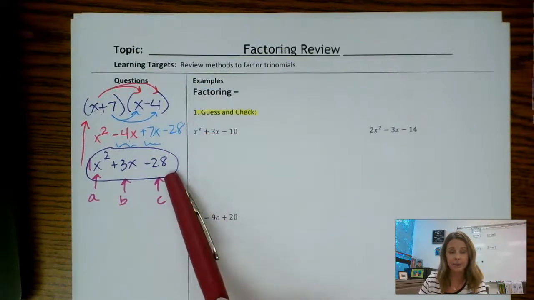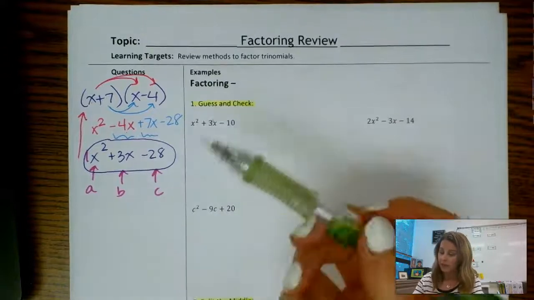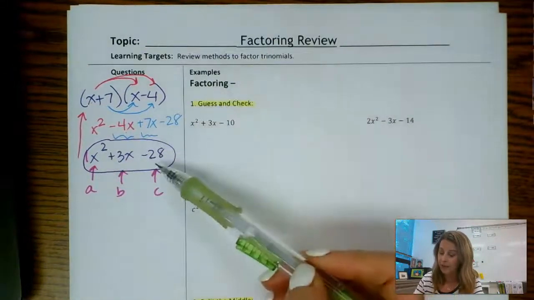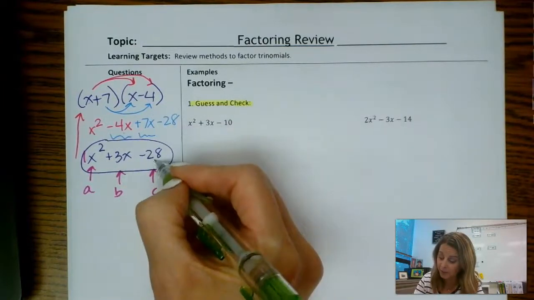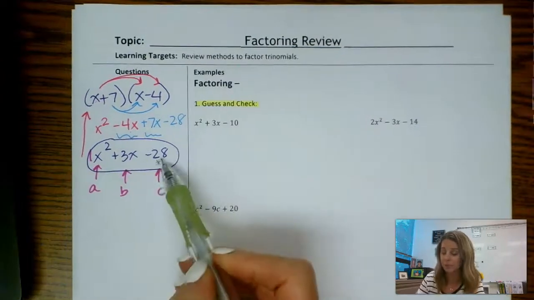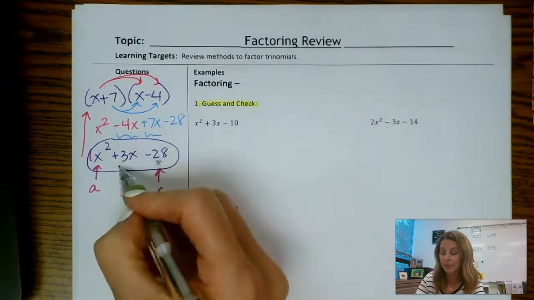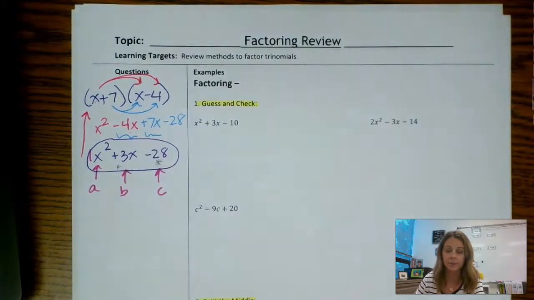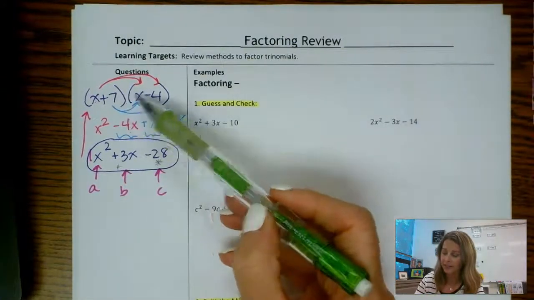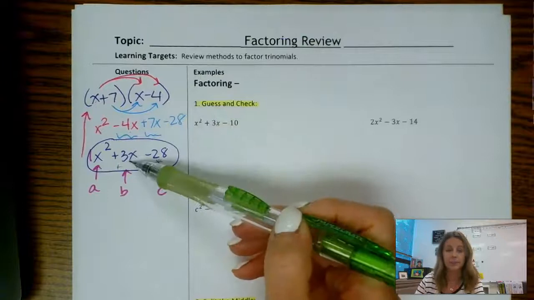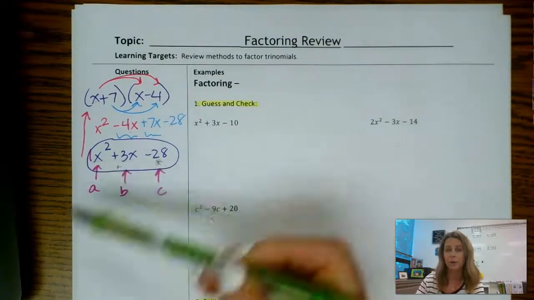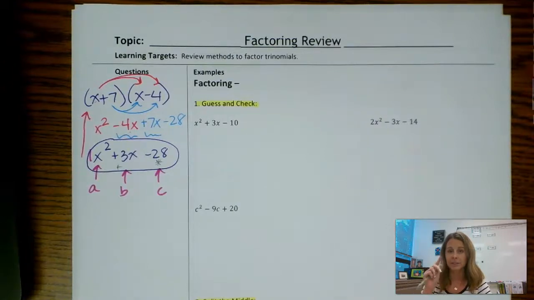Because if you look at my example problem here, because this a value is 1, I am able to search for two factors that multiply up to the c value, but at the same time, those factors add to the b value. So I've got 7 times negative 4 is equal to negative 28. 7 plus negative 4 is equal to 3. So when that a value is 1, those are the two things I can ask myself: what multiplies up to the c value, but also adds to the b value?